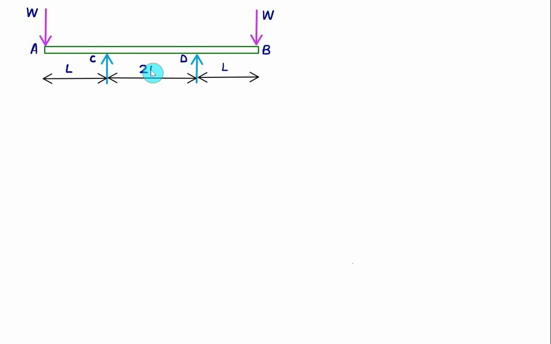From the right end, the support is at a distance equal to L, and the distance between the two supports, let's say, is equal to L. So we can very well develop here the shear force diagram and the bending moment diagram, but before this we must find out the reaction at C and the reaction at D.